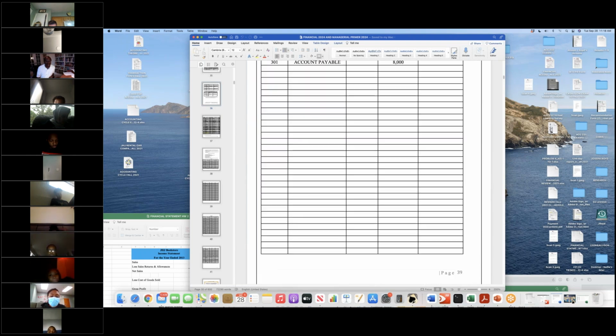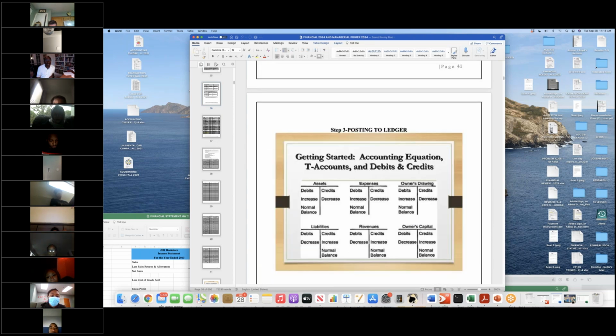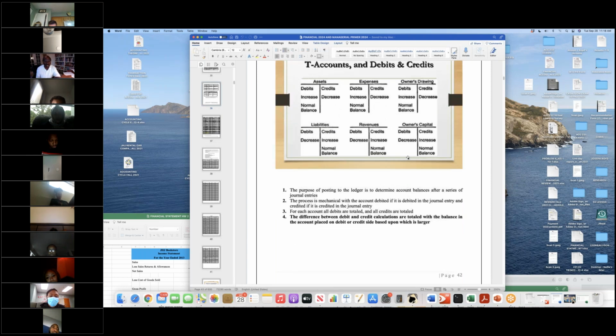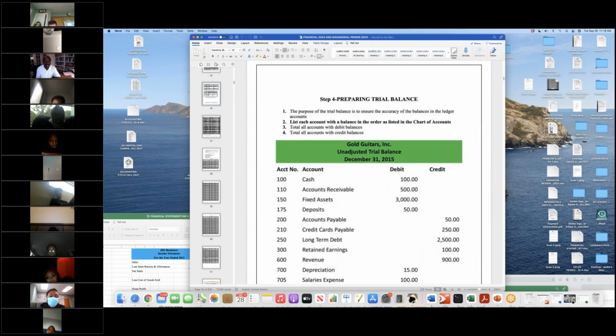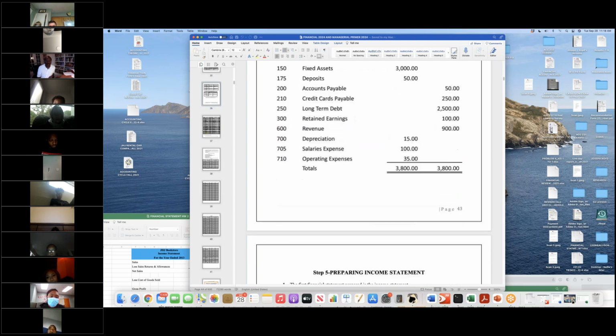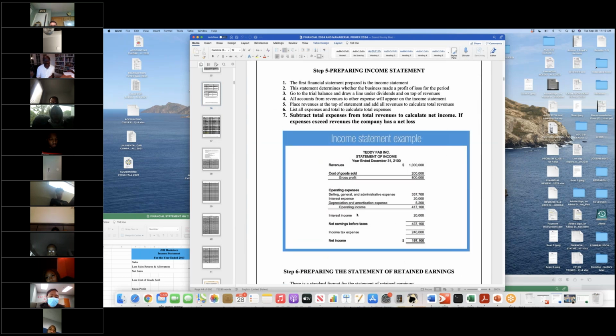We've made journal entries over and over. We've posted these journal entries to the ledger over and over. We prepare trial balances, and we know that that trial balance has to balance. Then we prepared an income statement.